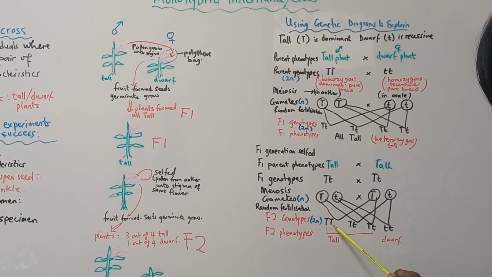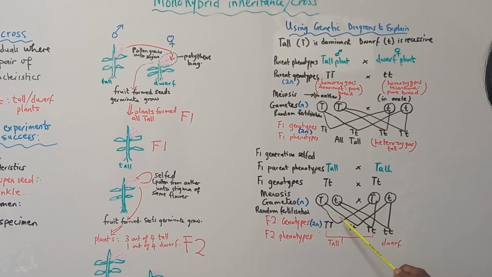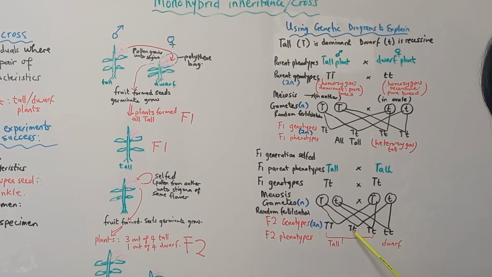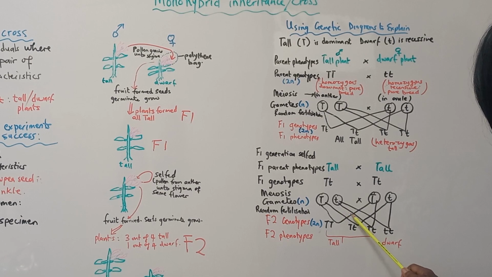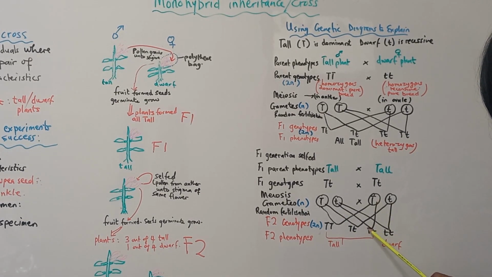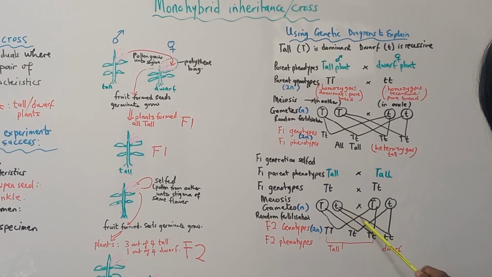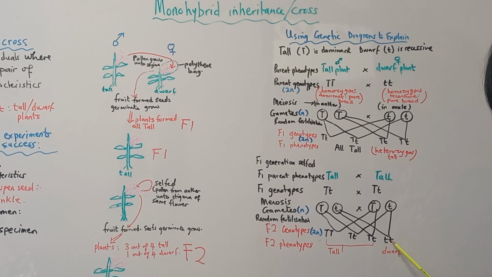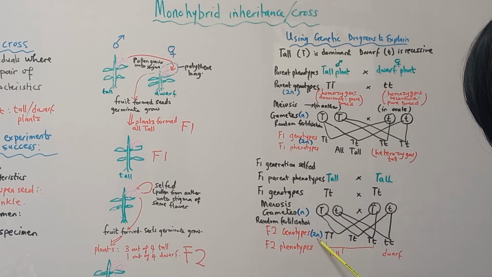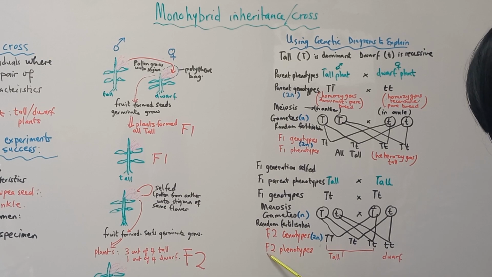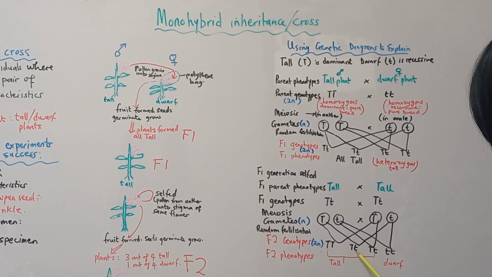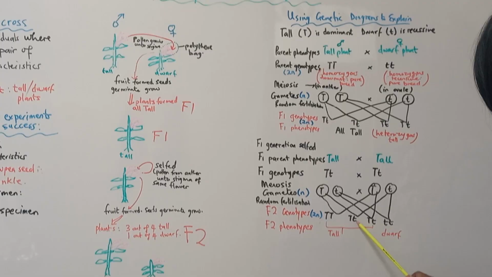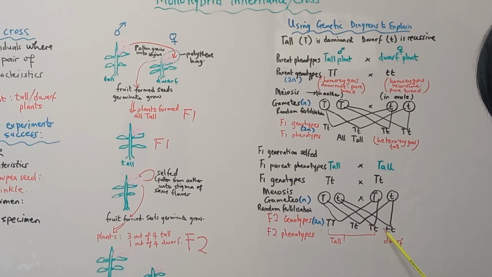A big T, the same gamete can cross with this one and have big T, small t. This gamete can cross with this and have big T, small t. This gamete can cross with this and have small t, small t. So F2 genotypes will be this, and F2 phenotypes, this will be tall because tall is dominant over dwarf. So this is tall, this is also tall, and this is dwarf.